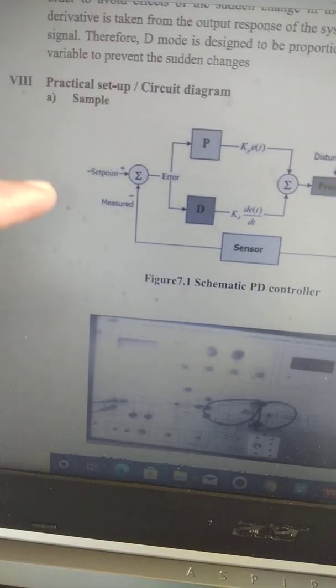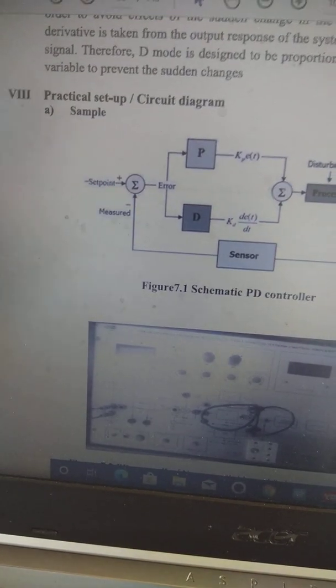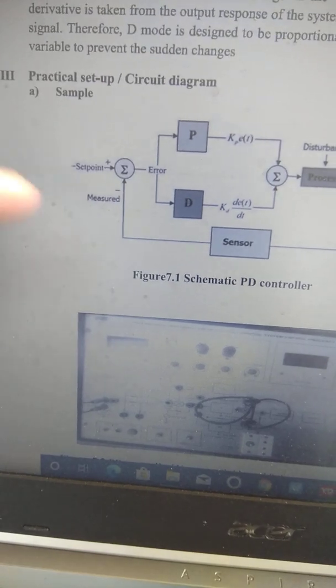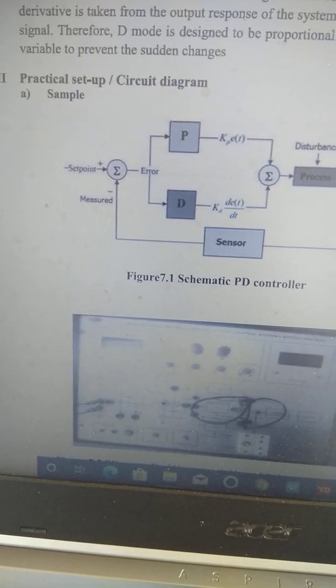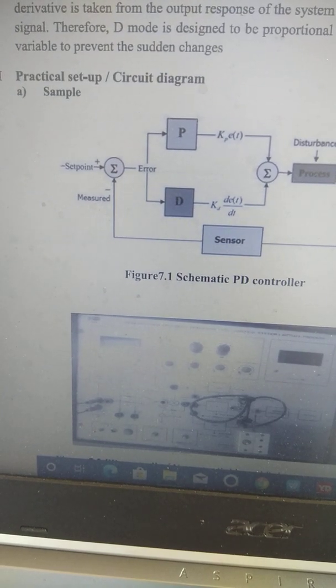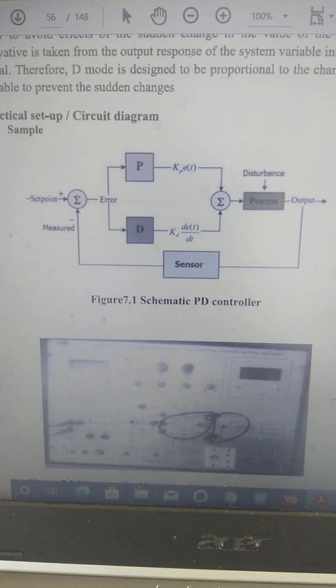The error will be 100 minus 50. It is equal to 50 degree Celsius. This error value is given to proportional plus derivative control action. It is a theoretical setup.